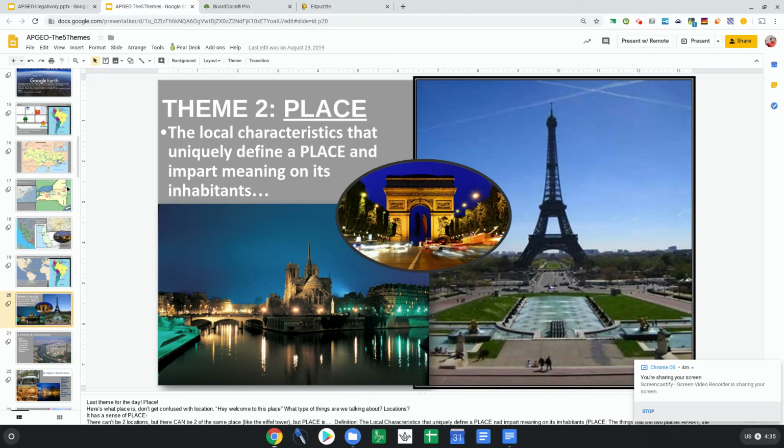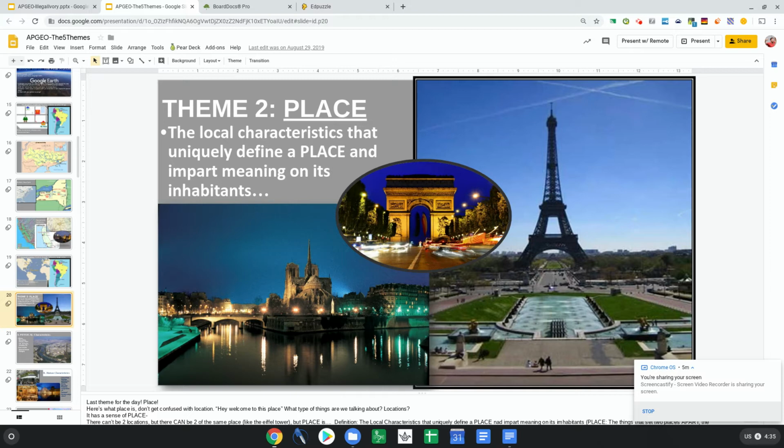But the second theme, so after location, those are all the ways we locate things. The second theme is one you're going to be a little more comfortable with. And the second theme is place. The difference between a location and a place is that a place is an area that you can feel is different than other areas.